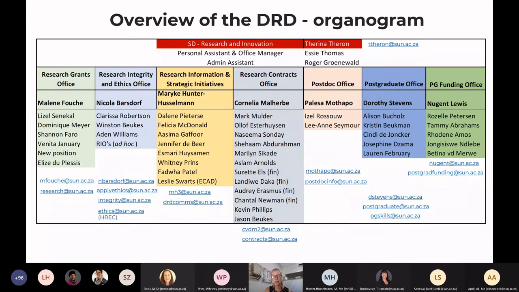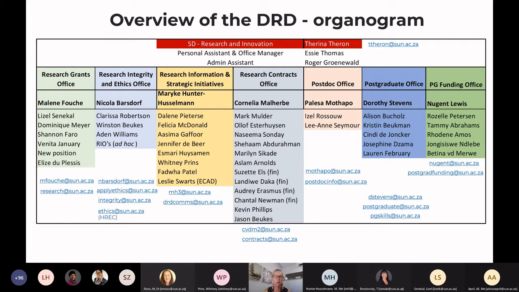So this is our organogram. I know there's a whole lot of information on this, but we will share these slides with you. So in the division, we've got my office, and I have two people supporting me, Essie and Roger, who are helping us with managing everything for everybody in the division. And then we have different groups in the division.